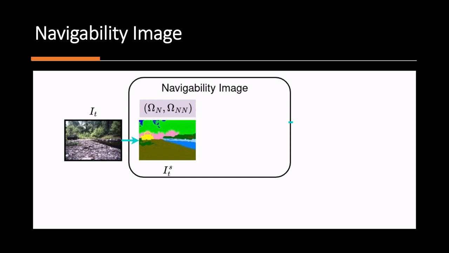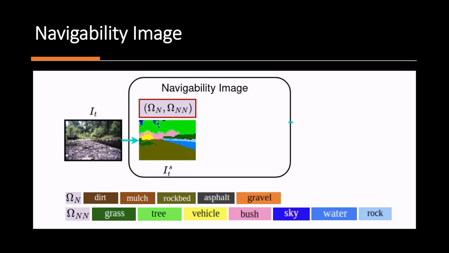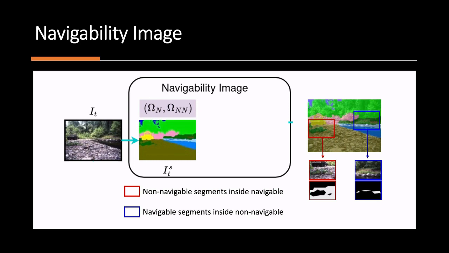In the navigability image generation process, we categorize class labels into two groups: navigable classes like dirt, mulch, rock bed, asphalt, and gravel, and non-navigable classes such as grass, tree, vehicle, bush, sky, water, and rock. To create a binary segmented image, we assign a value of 0 to navigable space and 1 to non-navigable space. However, this simple classification sometimes leads to navigable regions being surrounded by non-navigable ones, making them unreachable from the robot's current position due to a lack of spatial context.